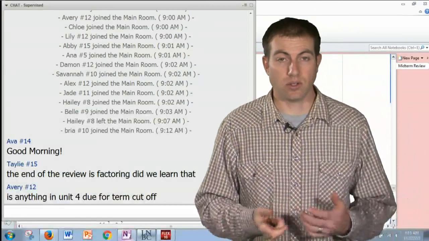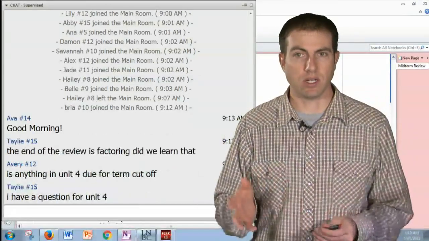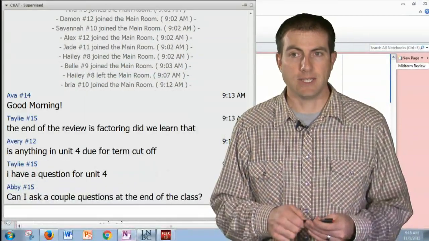So the big sort of mark things would be the Unit 4 learning guide and the Unit 4 test, which we haven't got to yet.